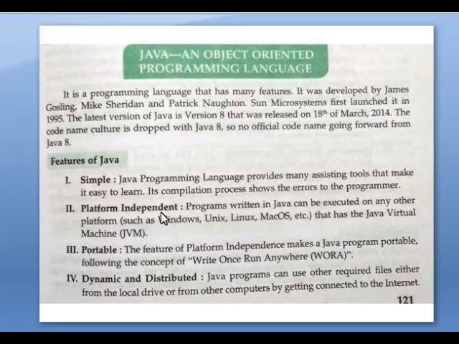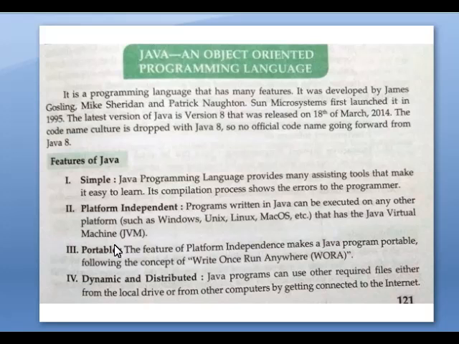The next one is platform independent. That is, whatever operating system we are using, we are able to run the Java program on that operating system. Programs written in Java can be executed on any other platform such as Windows, Unix, Linux, Mac operating system, etc. That is the Java virtual machine.